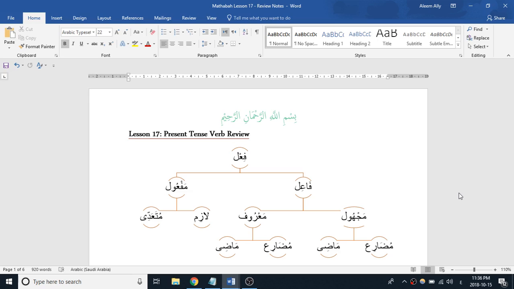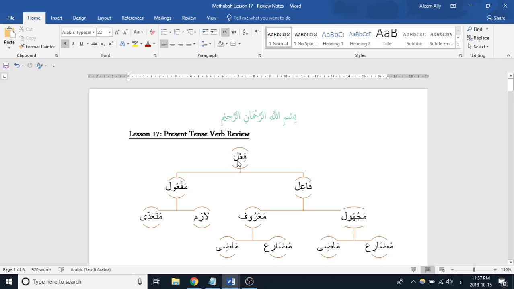In the 17th lesson, Sheikh ended up covering the present tense verb. Before that we dealt with the past tense, and that was our main foundation in the verb. Just before we move forward and talk about the present tense, we just want to do a quick short review of what we've done so far in terms of the fa'il.